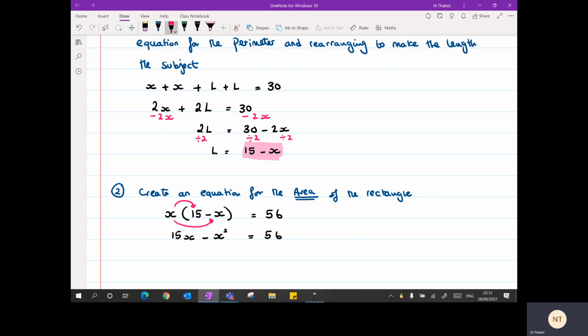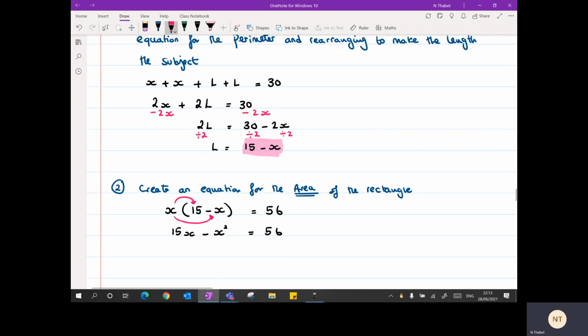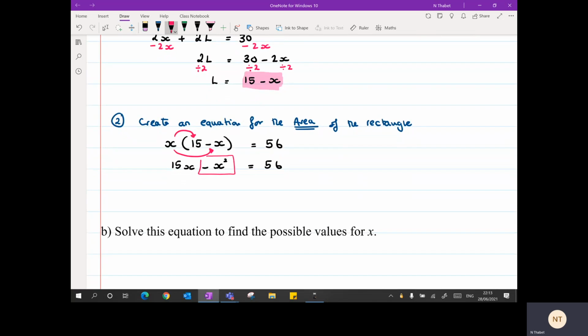Now be very careful, because the temptation is to take away 56 from both sides to make it equal to 0. But this says a positive x squared, and what you've got here is a negative x squared. So we're not going to move the 56 that way by subtraction. We're going to move the negative x squared that way by addition, and then we're going to move the 15x also on the other side by subtraction. We want the x squared to be positive.